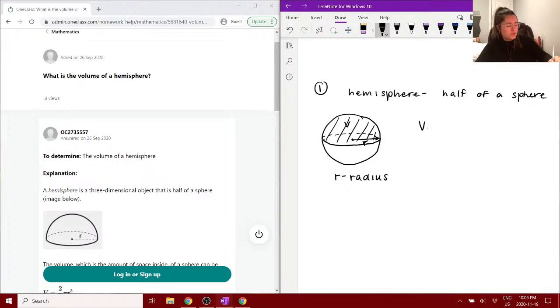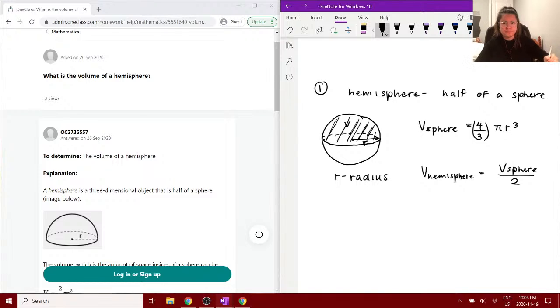We know already that the volume of a sphere is equal to 4 over 3 times pi r cubed. And since we know that a hemisphere is half of a sphere, we can say that the volume of the hemisphere is equal to the volume of a sphere divided by 2. Remember I shaded in the top half here, and that is representing half of the total volume of the sphere.